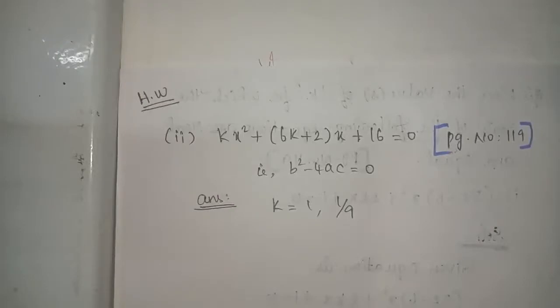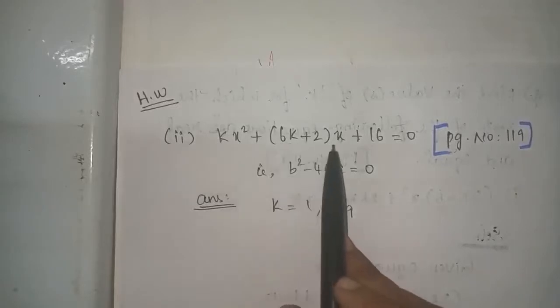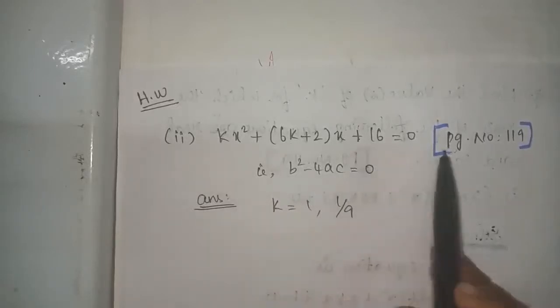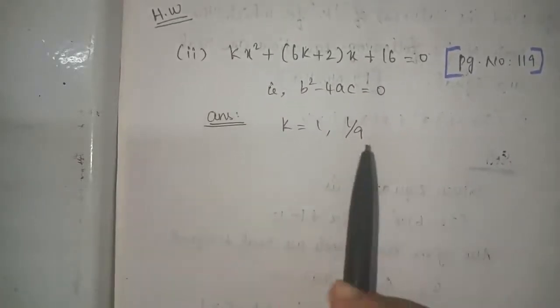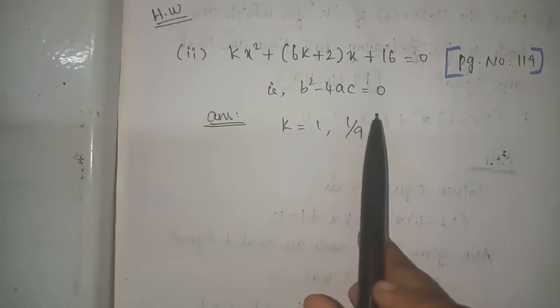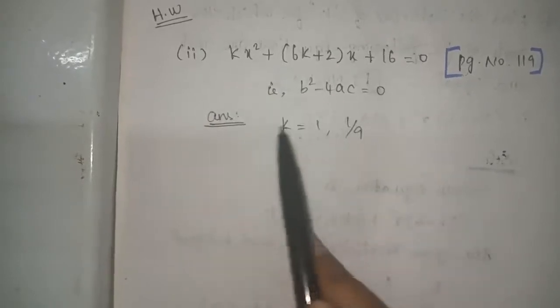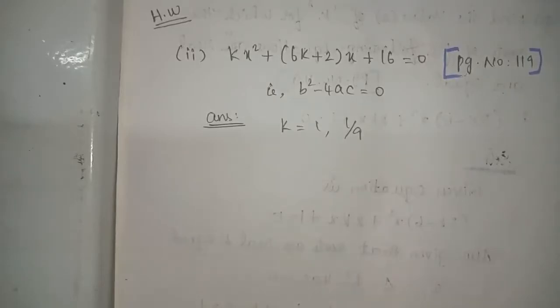Then the second problem, second subdivision, is your homework. The question is kx square plus 6k plus 2 into x plus 16 is equal to 0, which is on page number 119. So here also the roots are real and equal, that is, the discriminant value is equal to 0. So the answer is you get the value of k is equal to 1 comma 1 by 9.